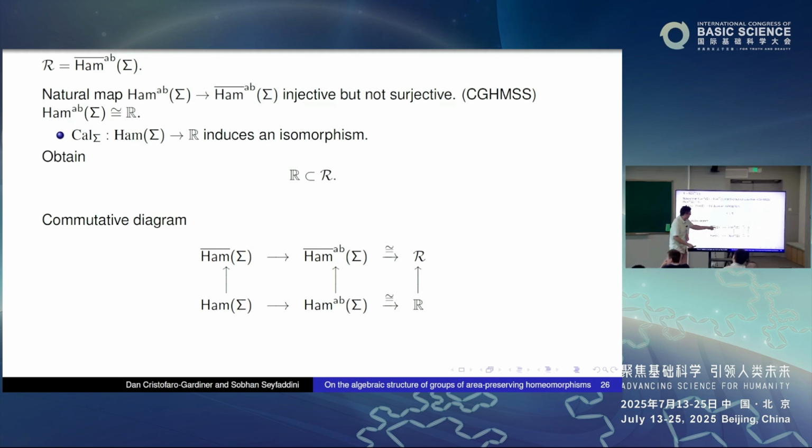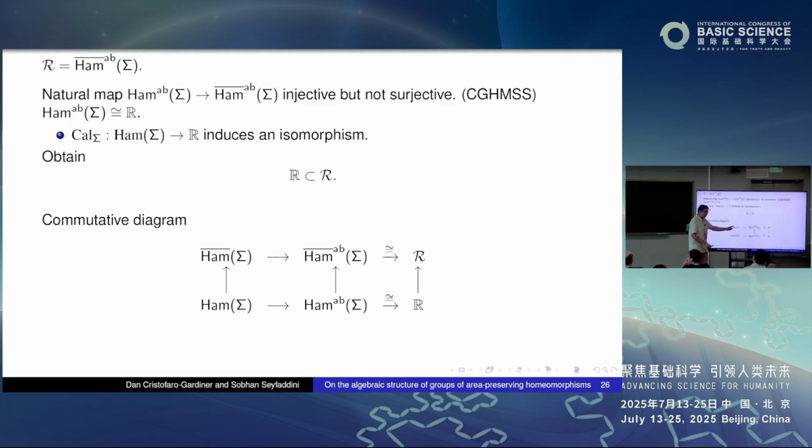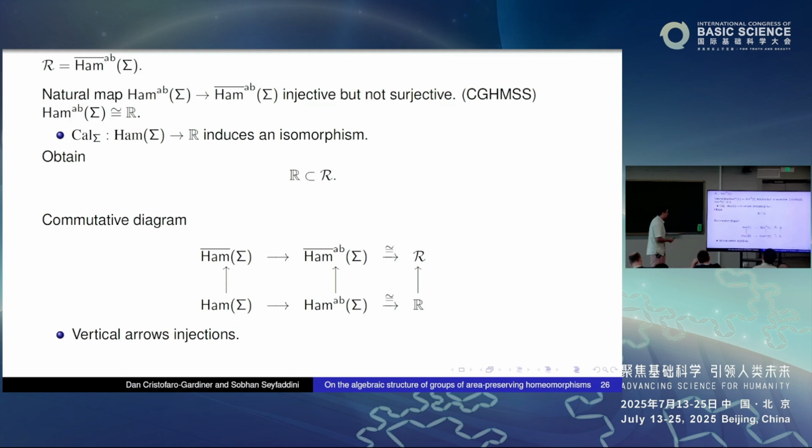The vertical arrows are all injections. I just couldn't quite get the LaTeX to put a hook here. So these are all injections. This one is clear because Hamiltonian diffeomorphisms inject into Hamiltonian homeomorphisms. The fact that this abelianization injects into the abelianization of Hamiltonian homeomorphisms is a consequence of the work with Dan and Chokchu and Ivan and Vincent. And so this bottom row here is actually the smooth Calabi homomorphism. Therefore, you could think of the top row.